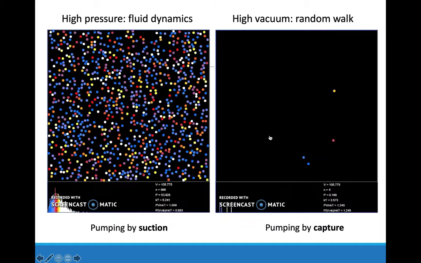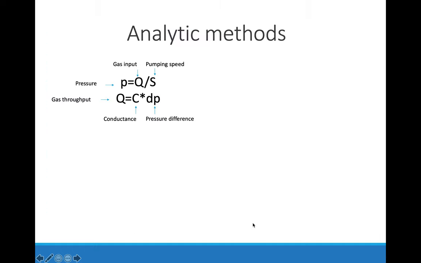Now there are several ways to calculate high vacuum. The first is the analytic method. You've got two governing equations. One is telling you that the pressure marked with P is higher if your gas input marked with Q is high. So if you put more gas into the system, you get larger pressure. And pumping is keeping a balance with the gas input. The higher your pumping speed is, the lower pressure you get.